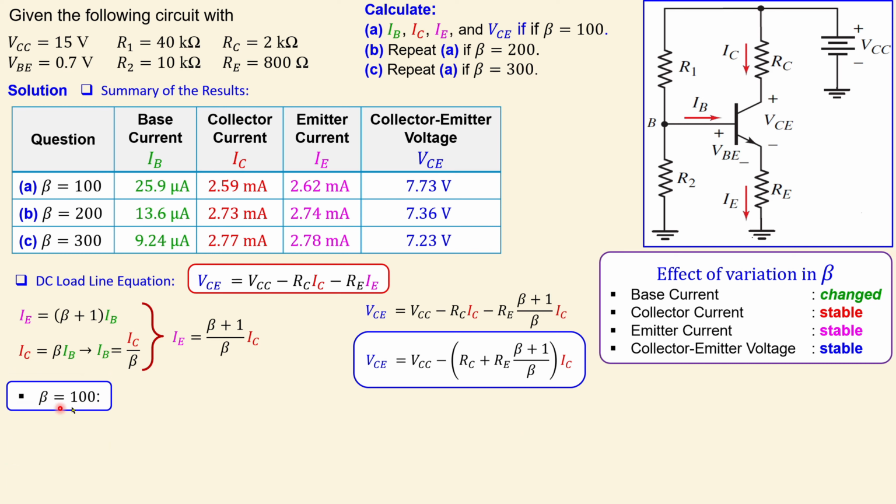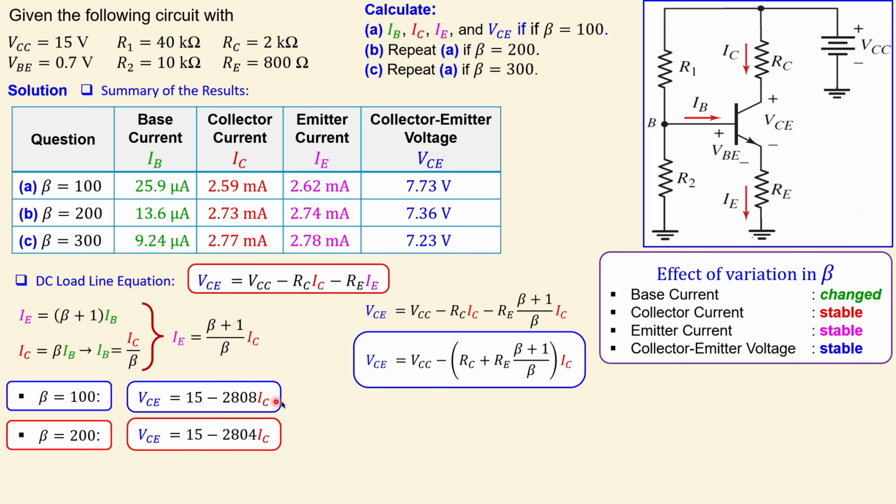Beta is 100, it will change of course. Beta is 100. If that is given, that will be 15 minus, now you get here RC, which is 2000 plus 800 times 101 over 100. And that is this value. But since this 101 over 100, and also for the situation for beta is 200, 201 over 200, and also for the beta 300, 301 over 300, is very close to 1. So you can see the results here.